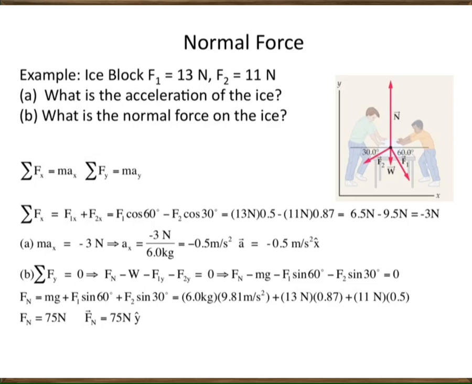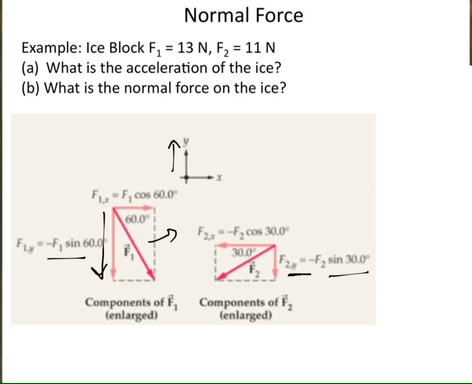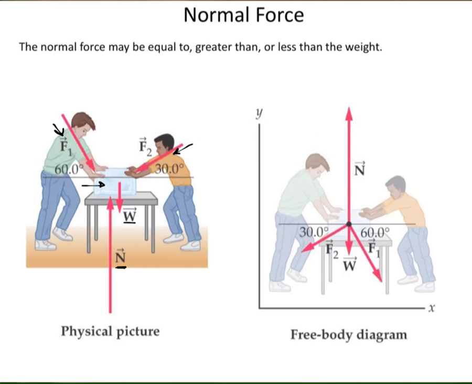And we have numerical examples. The magnitude of F1 is 13 newtons. The magnitude of F2 is 11 newtons. And the problem is, what is the acceleration of the box? Well, don't think about this example, but let me calculate the normal force, N.